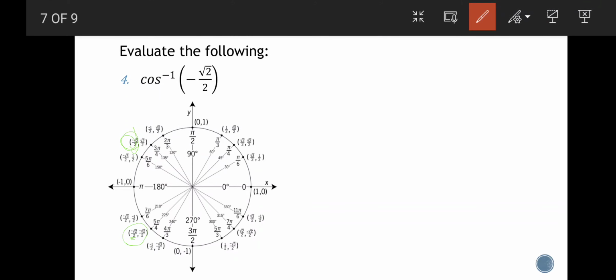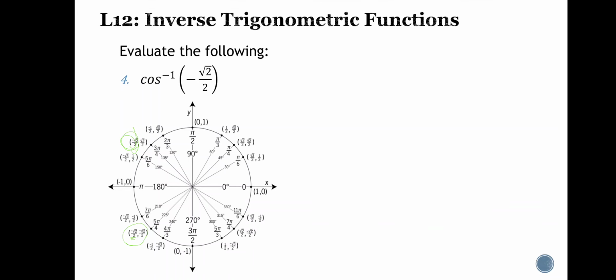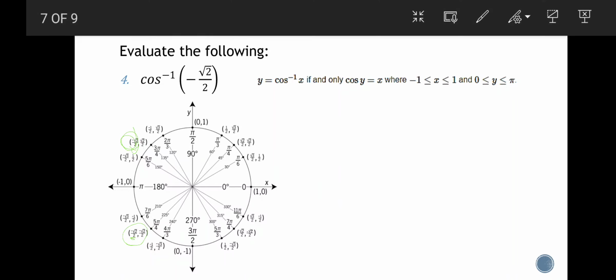Negative square root of 2 over 2. So again, we take into consideration the range of our function. The range is only from 0 to pi, so from 0 to pi only. Again, 225 degrees is not within our range. We only have until 180 degrees.